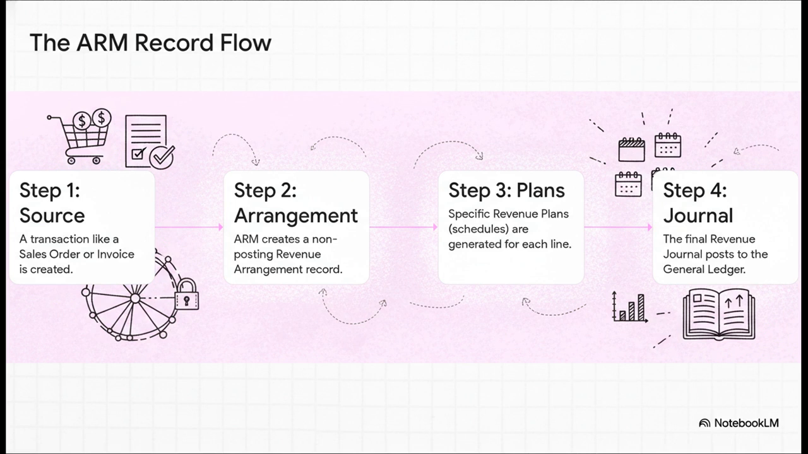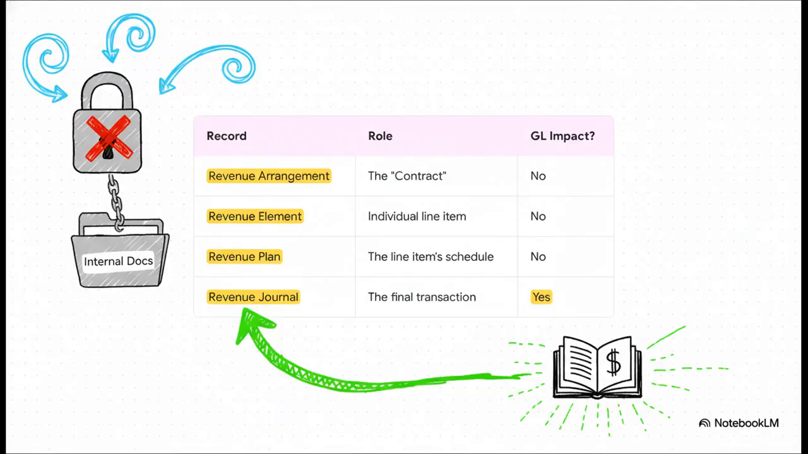And only at the very end of the line does it create the revenue journals that post to your general ledger. Now, this table is absolutely crucial to understanding how ARM works without making a mess of your books. And this is the really cool part. Check this out. The first 3 records, the arrangement, the element, the plan, have 0 impact on your general ledger. None. They're just ARM's internal paperwork for tracking the what and the when. The only thing that actually hits your GL is that final revenue journal entry. That separation, that's the secret sauce right there.